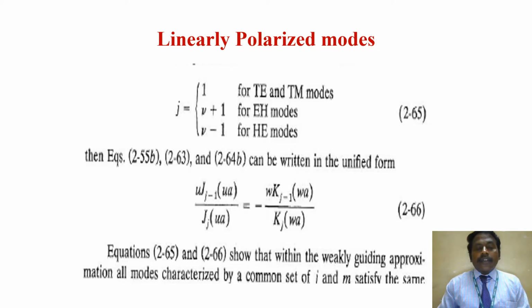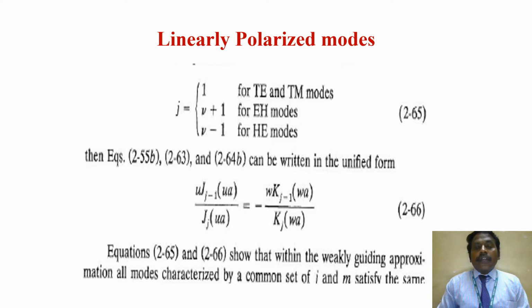So then we can represent the J value. So J value equal to 1 means it is called TE mode and TM mode. If J equals v plus 1, then we can have EH modes. And if J equals v minus 1, then we can have HE modes. So therefore, from the equations, we can write the form, that is u J-(j minus 1) of ua divided by J-j of ua, which is equal to minus w K-(j minus 1) of wa divided by K-j of wa.